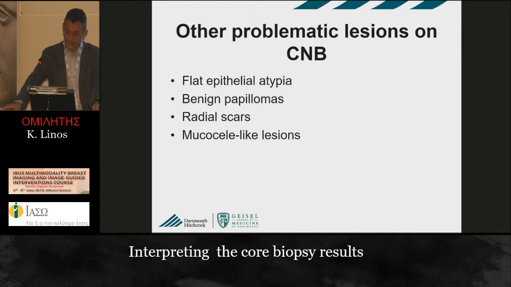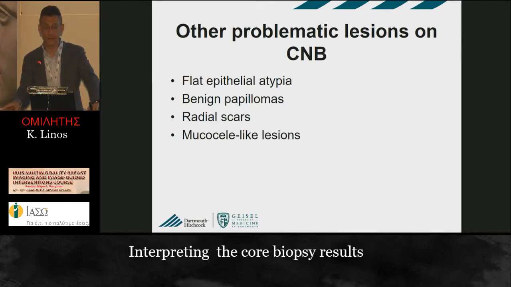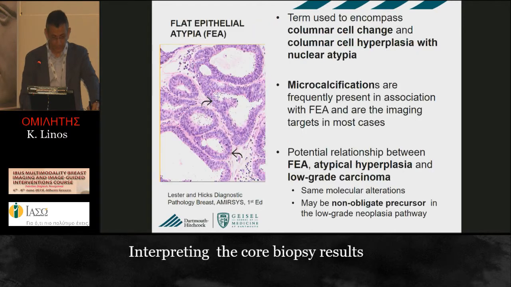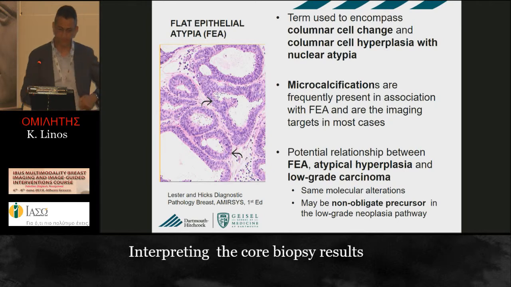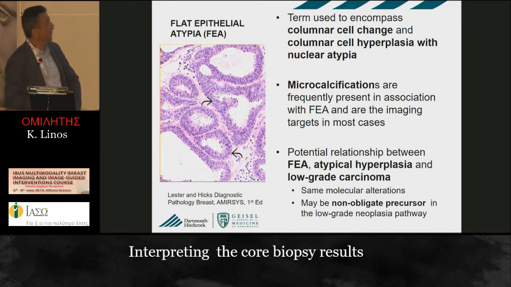That's the reality. The upgrade rates vary quite significantly, and that depends on whether there's a pretty good radiological-pathological correlation. So, flat epithelial atypia. The term flat epithelial atypia is used to encompass columnar cell change and columnar cell hyperplasia with nuclear atypia. You see here there's overcrowding and a loss of polarity. So this is what we call flat epithelial atypia.